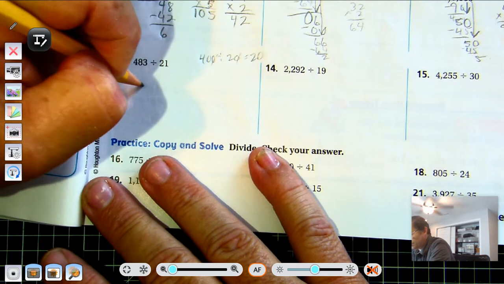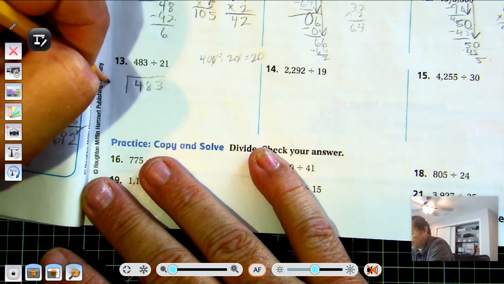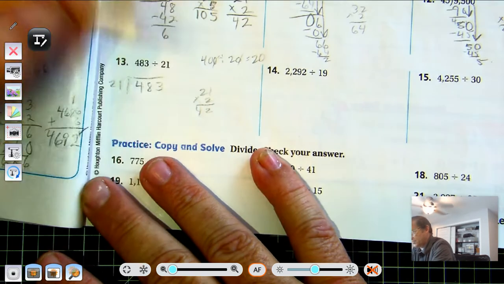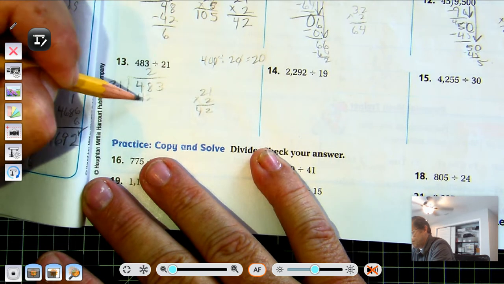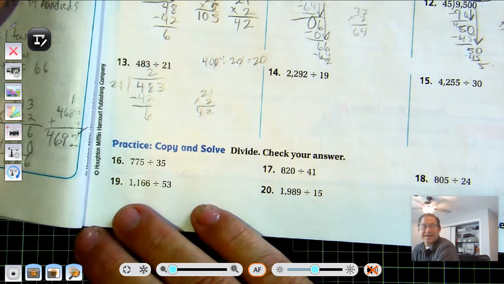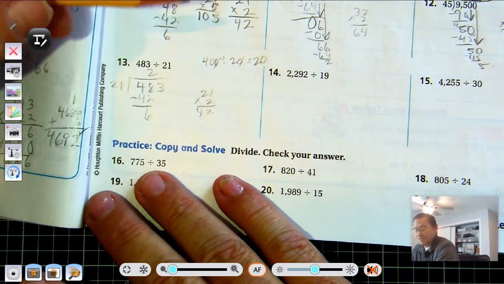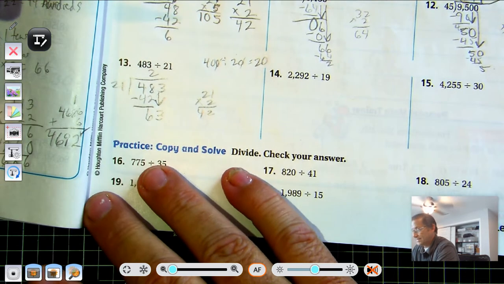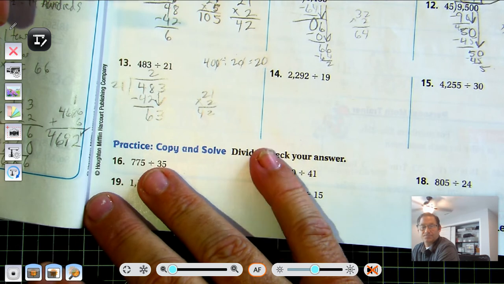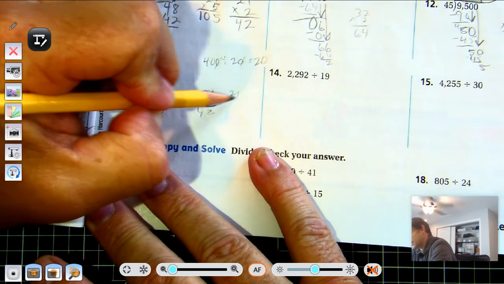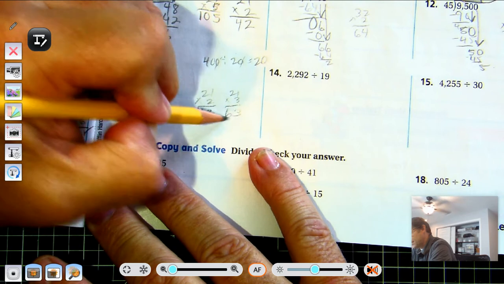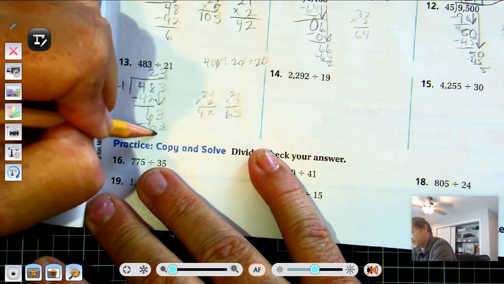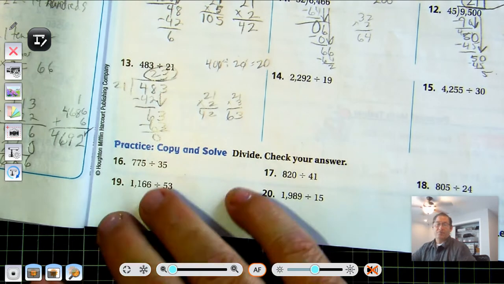All right, so 21 times 2 is 42. That will work. Subtract, we're left with 6 tens. Trade those for 61s and bring down the 3 ones. 63 divided by 21. 21 times 3 is 63. So we're saying our answer is 23 with no remainder.